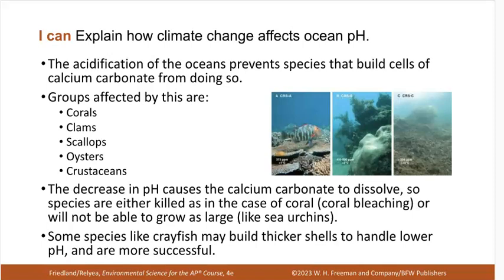Okay, so ocean acidification prevents the species that build shells of calcium carbonate from doing so. So corals build their skeletons from calcium carbonate, which is also known as limestone. Clams, scallops, oysters, and some crustaceans like crabs and lobster do too. The decrease in pH causes the calcium carbonate to dissolve. So species are either killed, as in the case of coral, or will not be able to grow as large as they used to, like sea urchins. Some species like crayfish may build thicker shells to handle lower pH and are more successful.